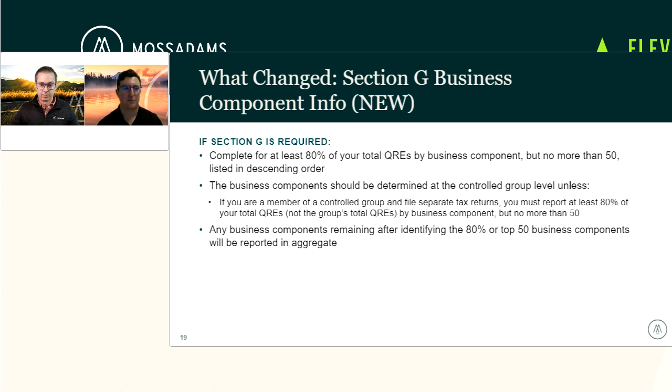All right, so Travis already covered this part, so we'll just briefly reiterate it. If Section G is required, you don't have to report all of the business components in detail, but you do need to complete it for at least 80% of your total QREs, but not more than 50 business components. And if you are a member of a controlled group and file separate returns, you would be doing this reporting specifically for your business components. So you would have your own separate test for 80% up to 50 business components.